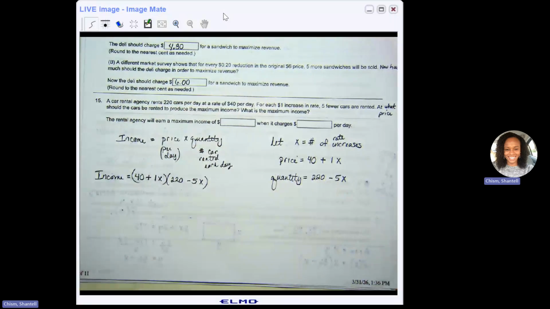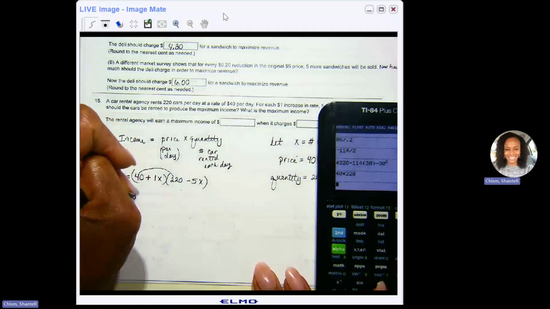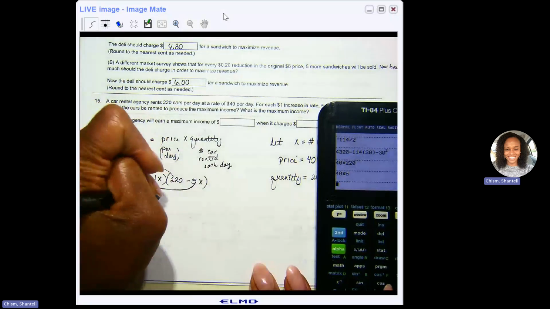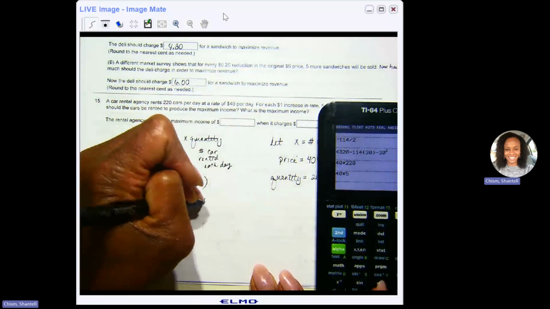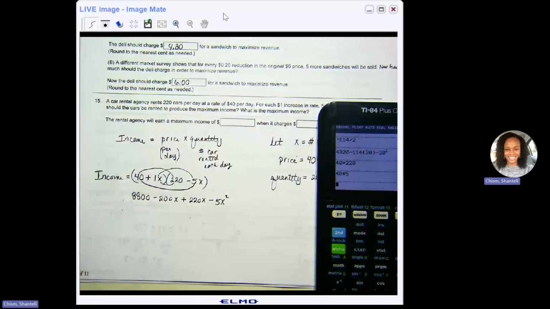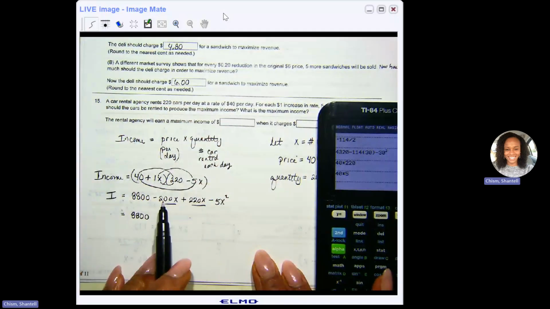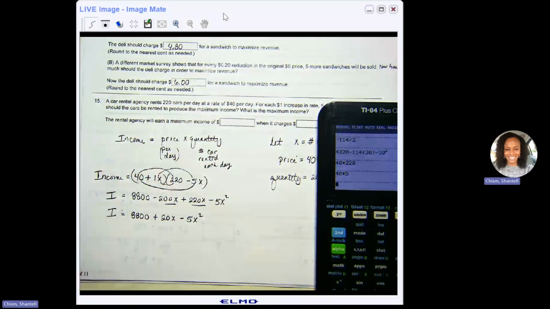So we're going to FOIL that out, multiply that out to get a nice income function. So FOILing, 40 times 220, we get 8,800. Our outer, 40 times 5, and it's going to be minus here, we get a minus 200X. Our inner, we get a plus 220X. And then our last times our last, we get a minus 5X squared. All right, and then we're going to combine these two middle terms. I'm just going to call this function I, for short. So we've got 8,800, and then positive 220 minus 200, that's just 20, so 20X, and then minus 5X squared. Okay, so we got our income function.